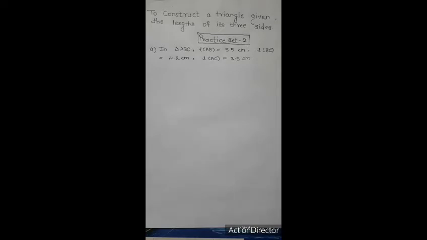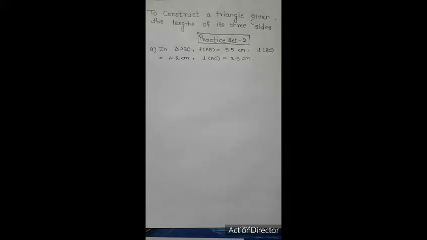Good morning, students. Now, the next part in our lesson number 1 is the construction of triangles. Now, you know a triangle has 6 elements, that is 3 angles and 3 sides. Out of these 6 elements, if any 3 elements are given to us, we can construct a triangle. In our book, different conditions are given according to which we have to construct a triangle.